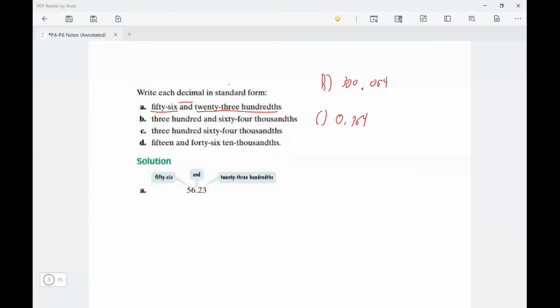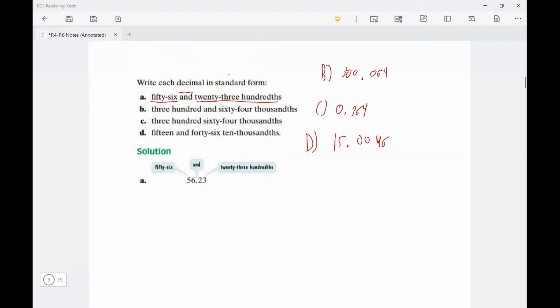Okay, and then part D says we have 15 and 46 ten thousandths, right? So we know that we're going to have 46 out here, and we know it's the 10,000, so it's going to be the fourth digit over.